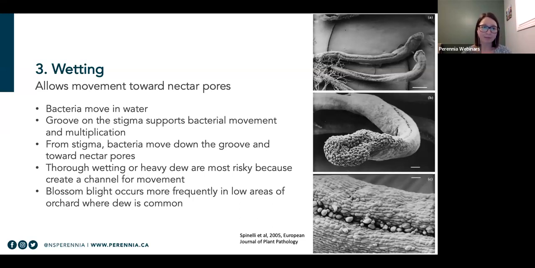So wetting, which could be a rainfall or a heavy dew, creates that channel of water to allow that bacteria to move. That's why we often see blossom blight happening in low areas of the orchard, because dew tends to be quite common in those situations. And dew can create a very consistent channel of water within that groove to allow the bacteria to move.